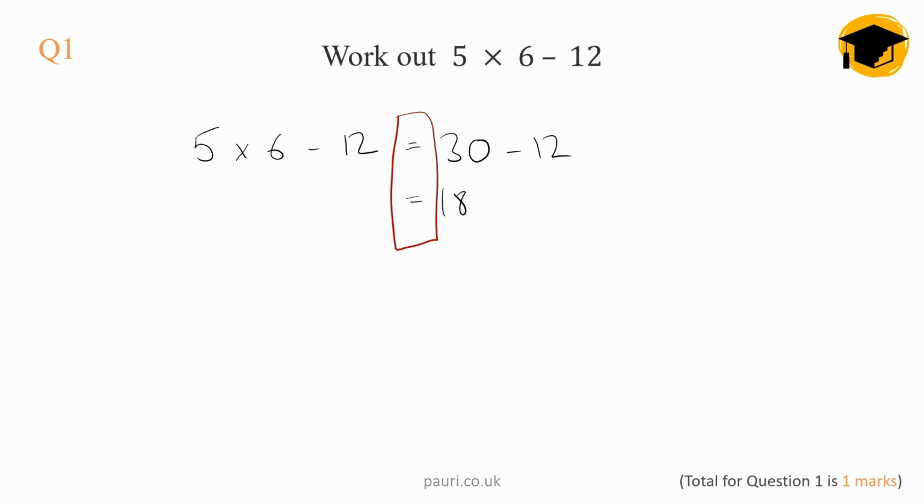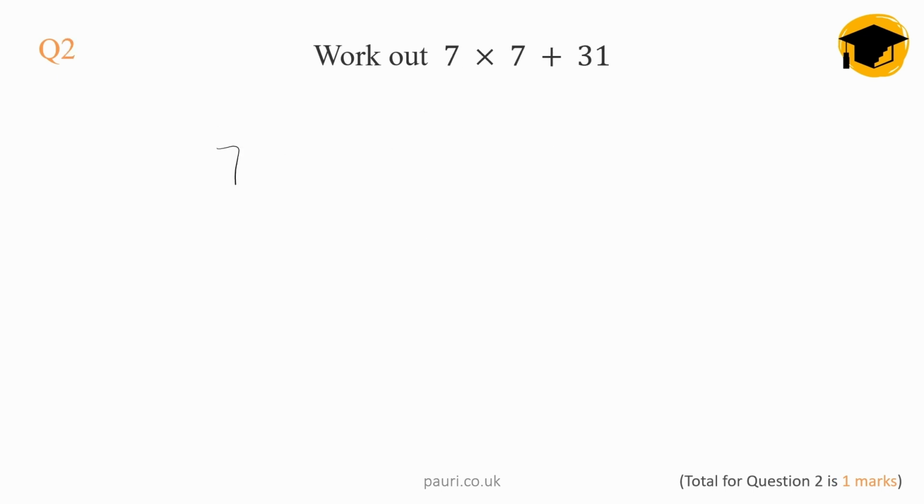The other thing, as I mentioned with multiplication and division, is get your place values correct. You want everything lining up for those types of questions. For this, focus on your equals. You want your equals to be in the right place. Nice, easy, 1 mark. Question 2, 7 times 7 plus 31.